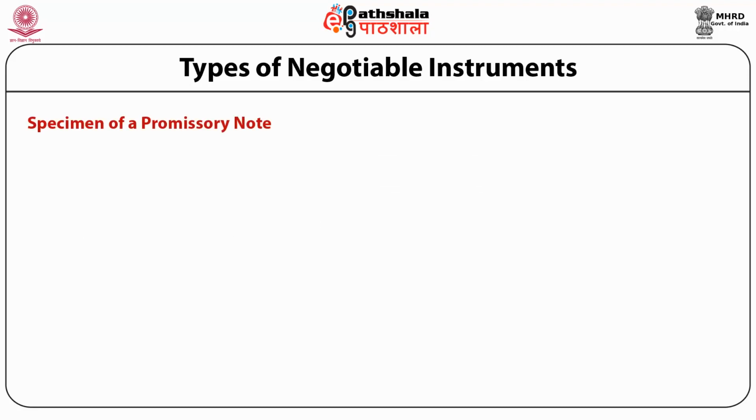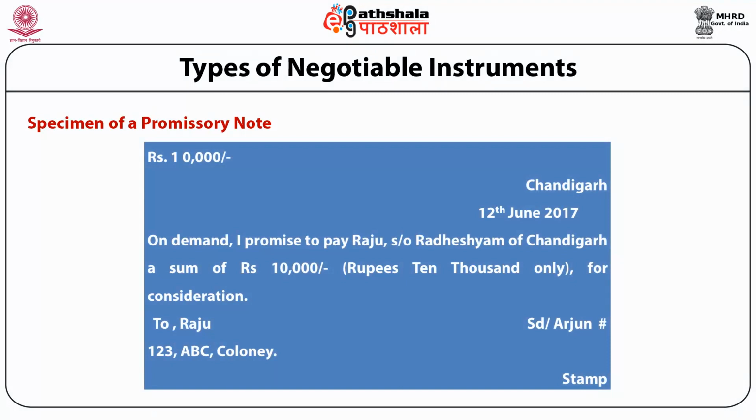Students, here is a specimen of a promissory note of rupees 10,000, drawn in the place Chandigarh. The date is 12th of June 2017 and the promise written is, on demand, I promise to pay Raju, who is son of Radheshyam of Chandigarh, a sum of rupees 10,000, written in words and figures both, for a consideration. And here, the address of Raju, to whom it is written, is there, and it is stamped and signed by Arjun.